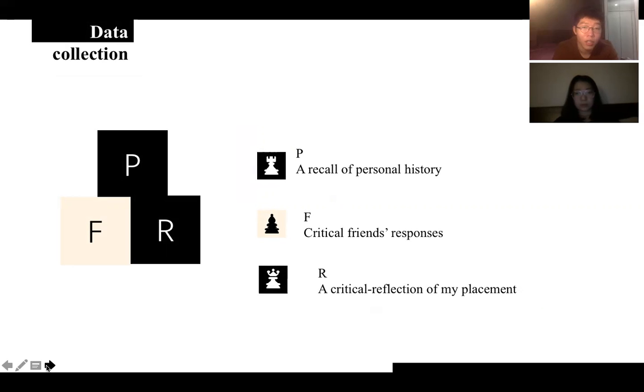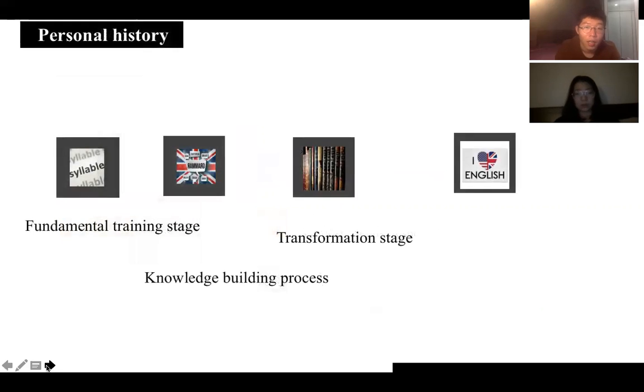My English study journey has three stages: the fundamental training stage, the knowledge accumulation stage, and the transition stage. The fundamental training stage covers my first 5 years of English learning experience and mainly focuses on basic English elements such as phonetic symbols.